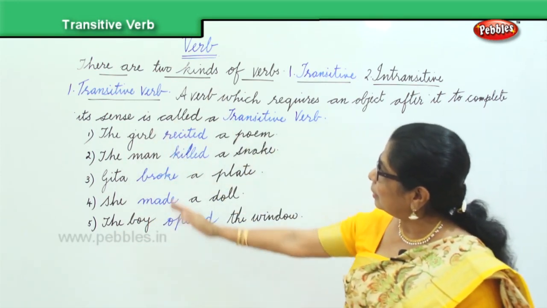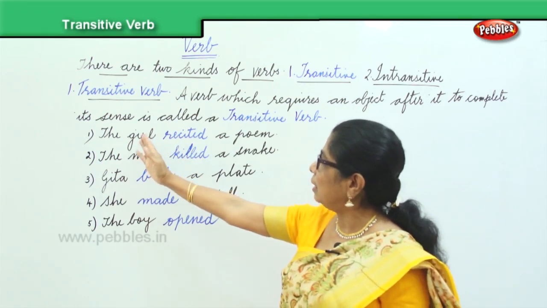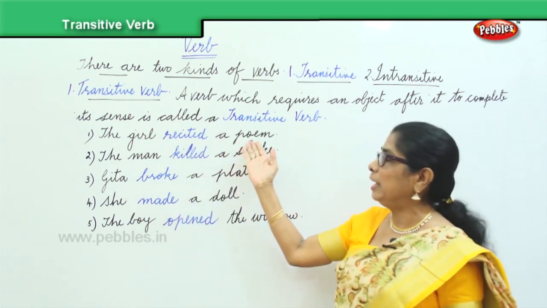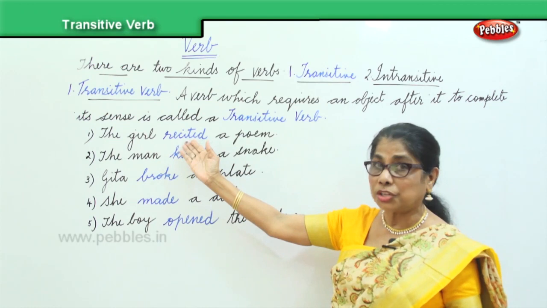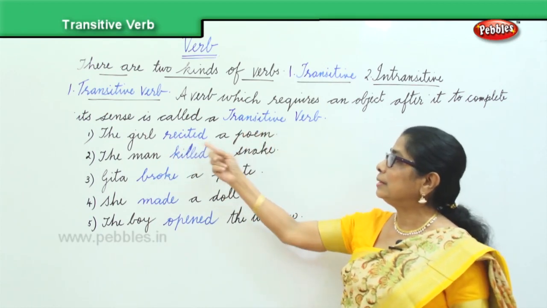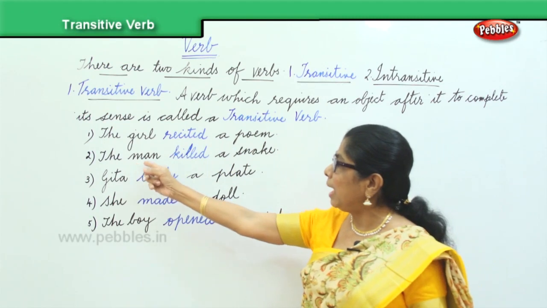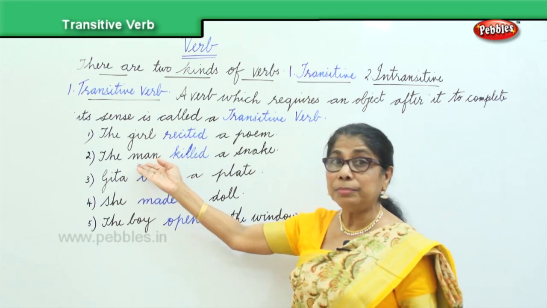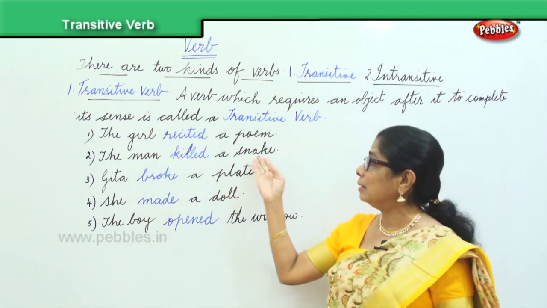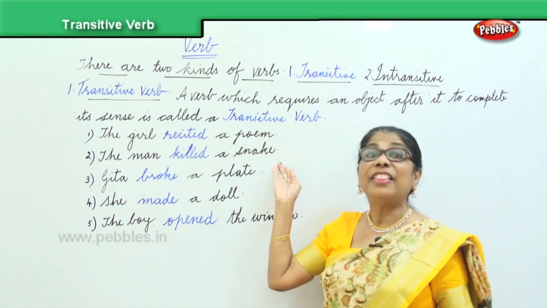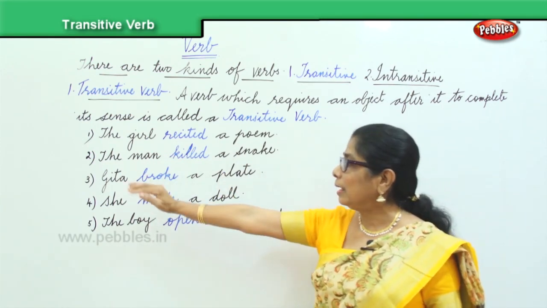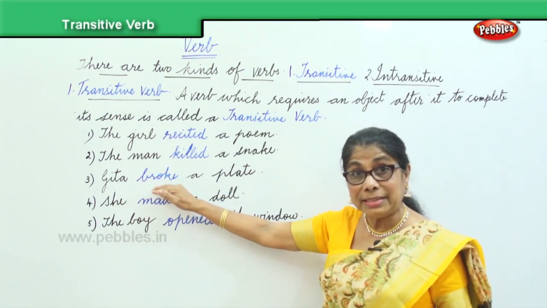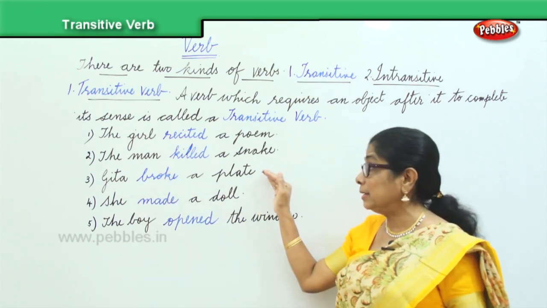Subjects are the most important. The subject here is the girl. The girl recited. The verb is recited. To complete it, we need an object, that is, the girl recited what? Recited the poem. So, that's a transitive verb. The man killed. It's not completing. The man needs an object to complete the sentence. The man killed a snake. So the object here is the snake. What did he do? He killed. Geeta broke. A transitive verb needs an object to complete: plate. She broke the plate.